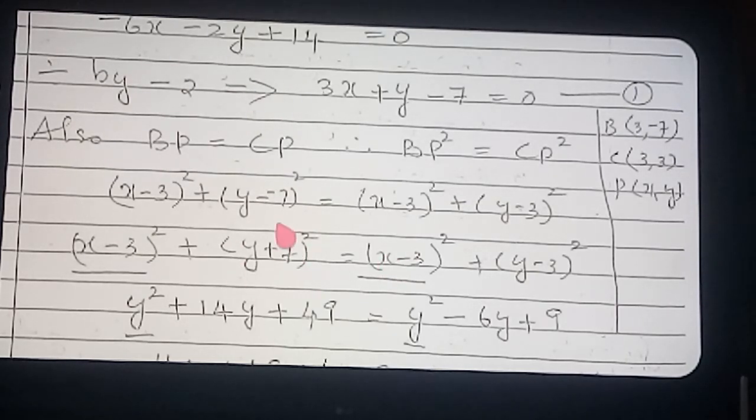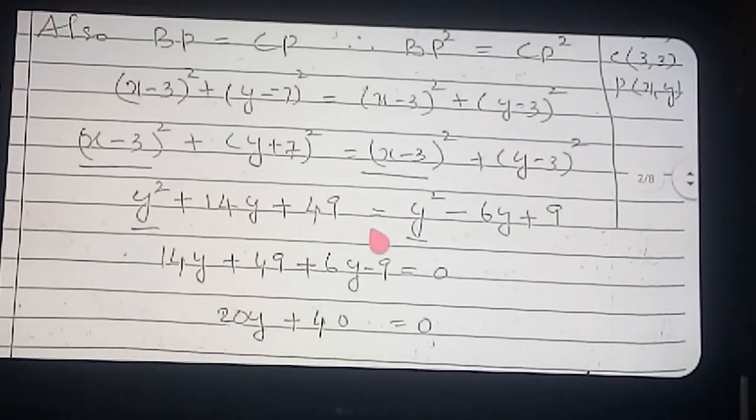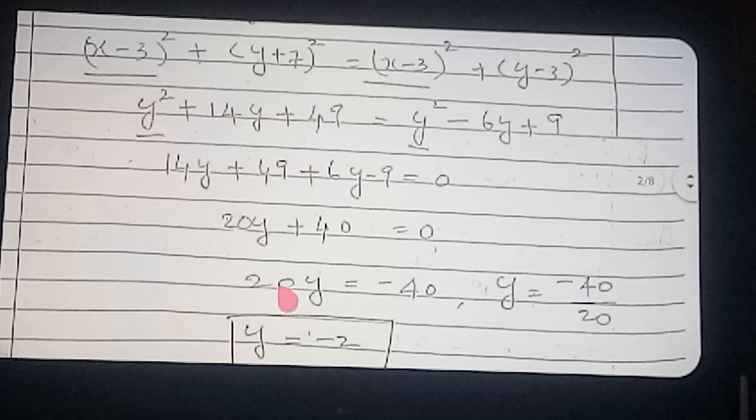After cancelling, the remaining terms are y square plus 14y plus 49 on one side and y square minus 6y plus 9 on the other. Again y square is common, so cancel them. Bring the terms to this side: 14y plus 49 plus 6y minus 9 equals 0. Simplifying, 14 plus 6 is 20y, and 49 minus 9 is 40. So 20y is equal to how much? Minus 40. Therefore y is minus 2.